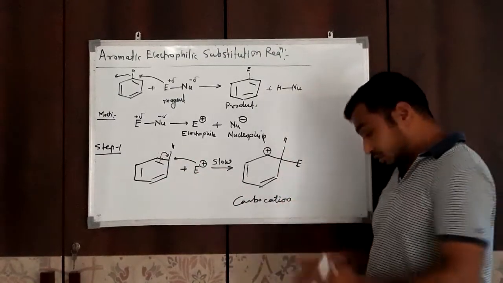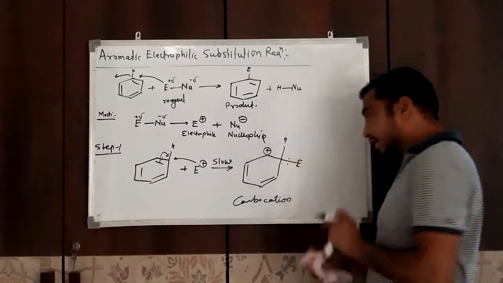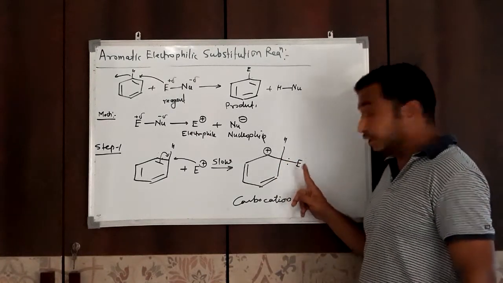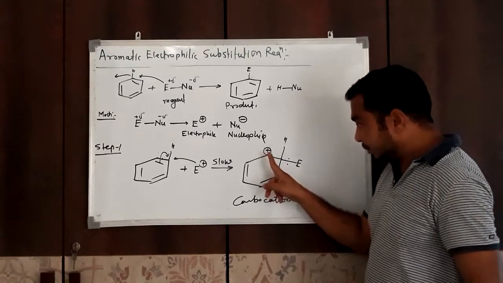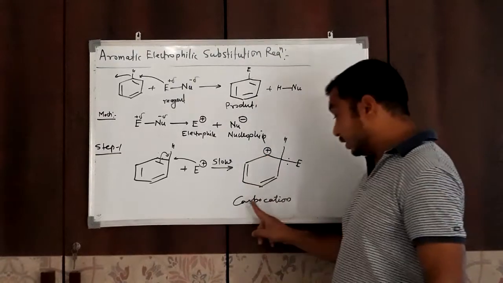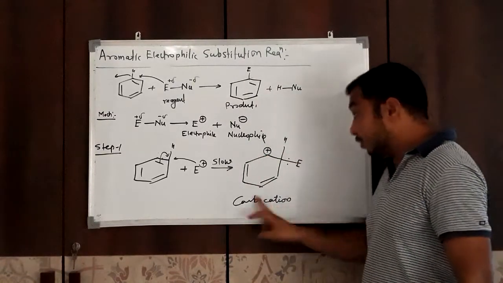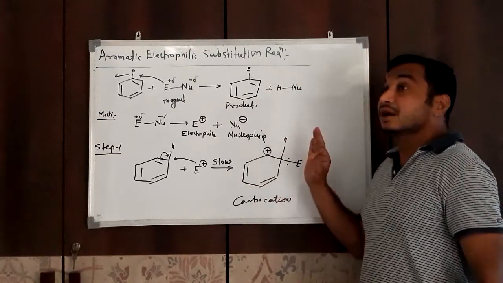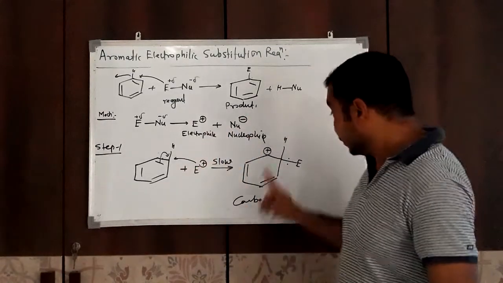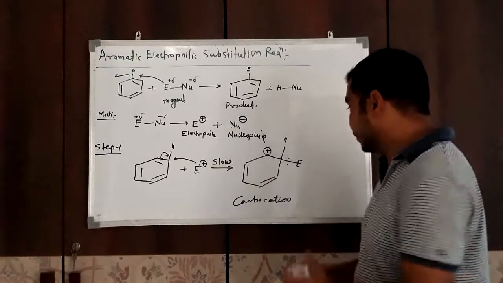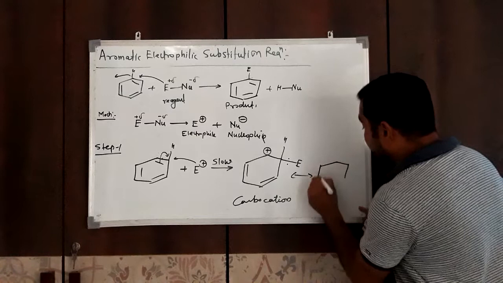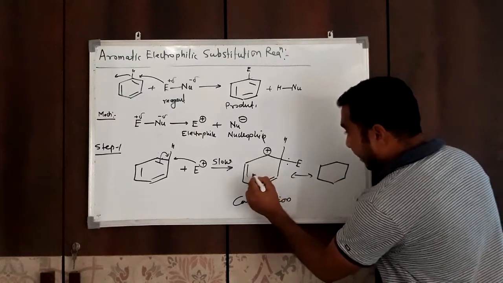Therefore, now the bonding electron pair is used in the bond formation with E plus, and therefore this carbon atom becomes positive. That is called a carbocation, and this carbocation is found to be stable due to resonance, because this positive charge gets delocalized throughout the structure and you will get more than one structure like this.